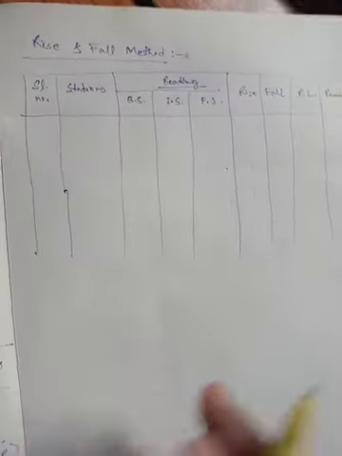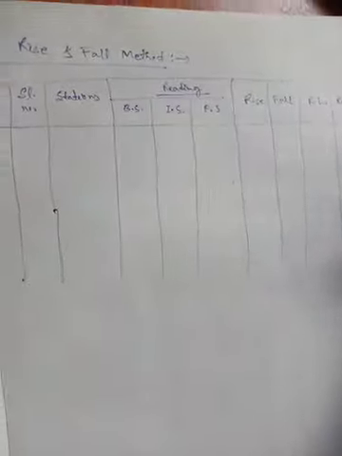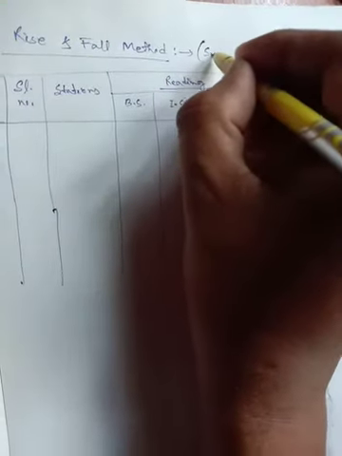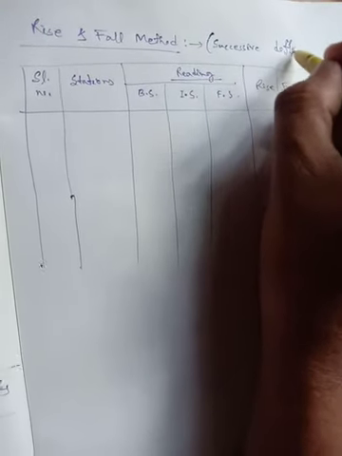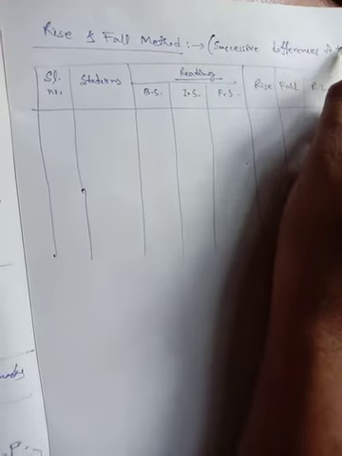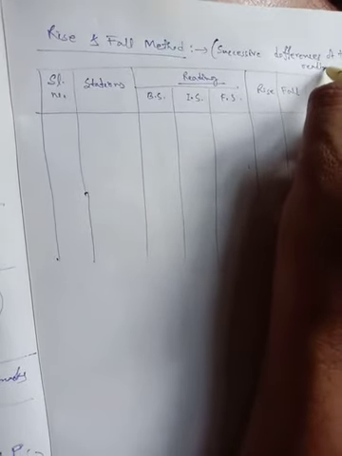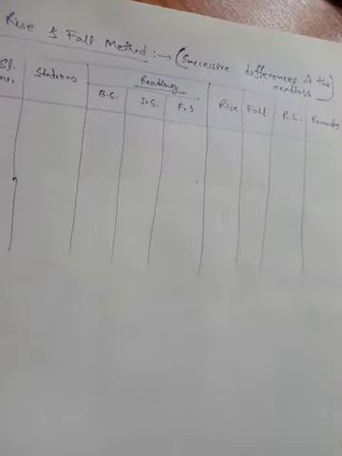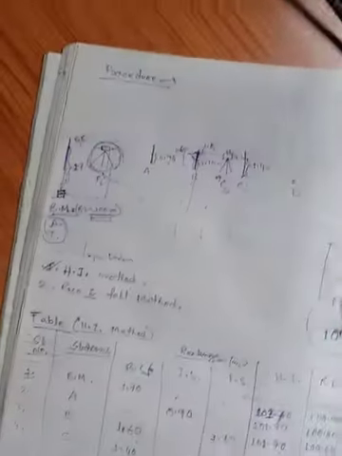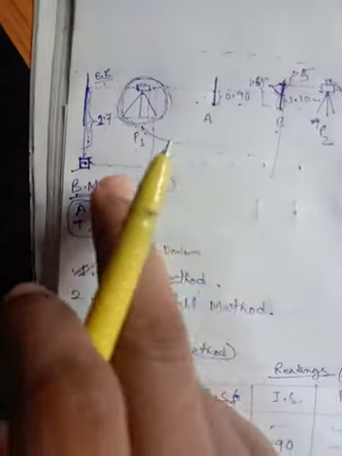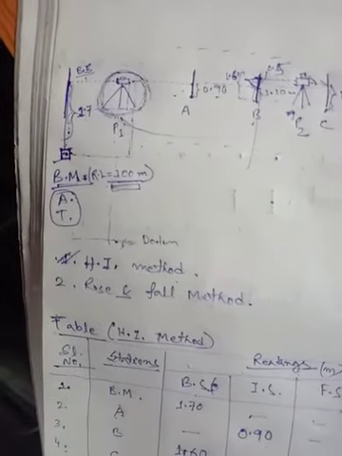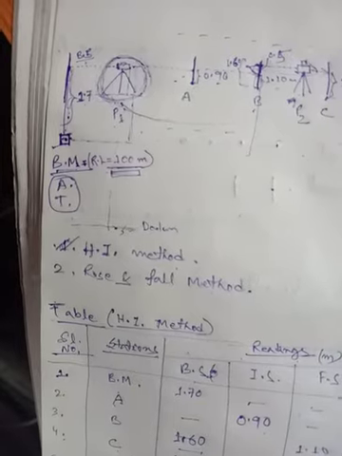So in this rise and fall method, here we are to take the successive differences of the readings. Here we will fill up the table for the same leveling work. Okay, so here first you see this benchmark, serial number 1, station here benchmark.